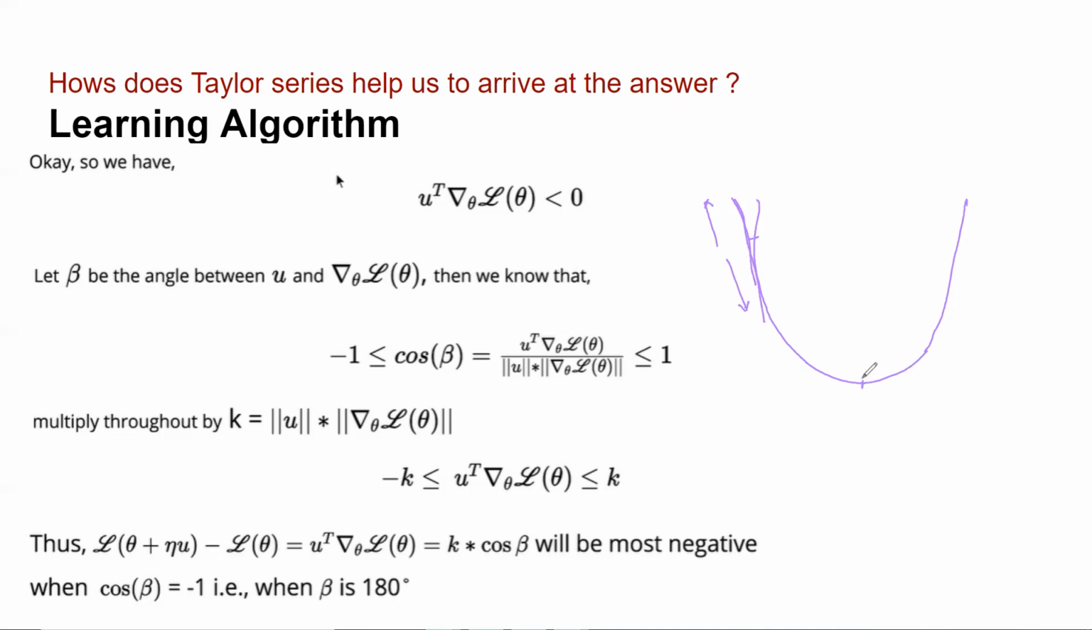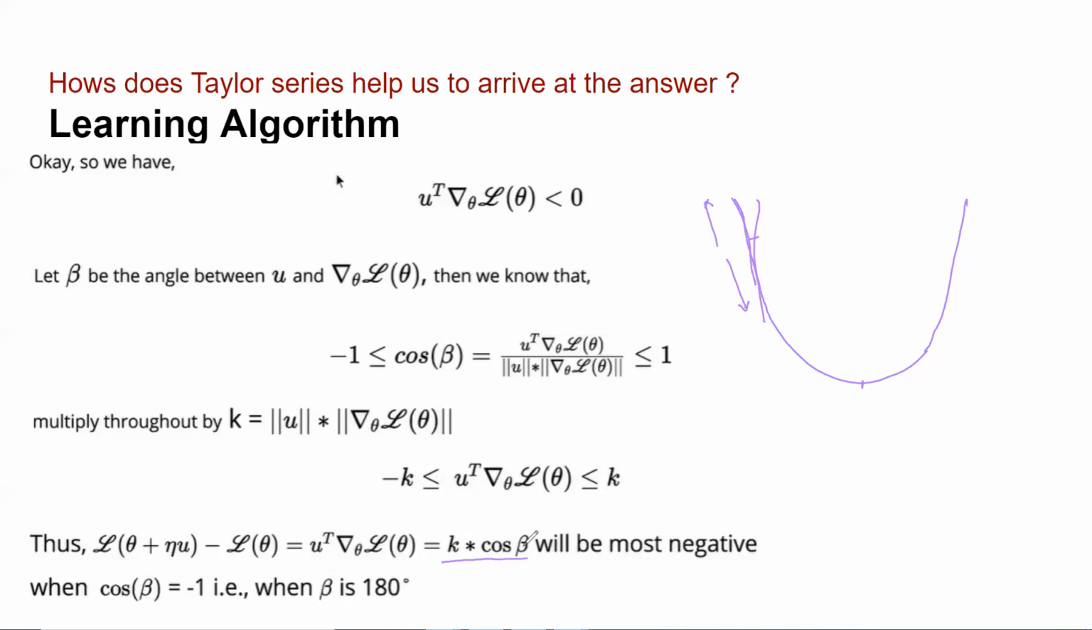So, Ashutosh, in the equation where we have written cos beta is equal to u transpose gradient of L divided by that norm thing. If we substitute k there and cross multiply, it will be u transpose gradient of L theta is equal to k into cos beta. This one you're talking about, right? Yes, you're correct.